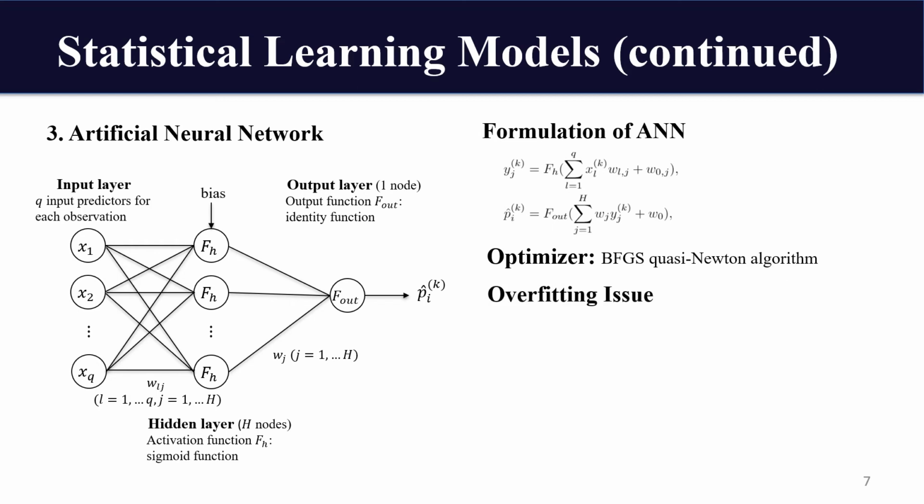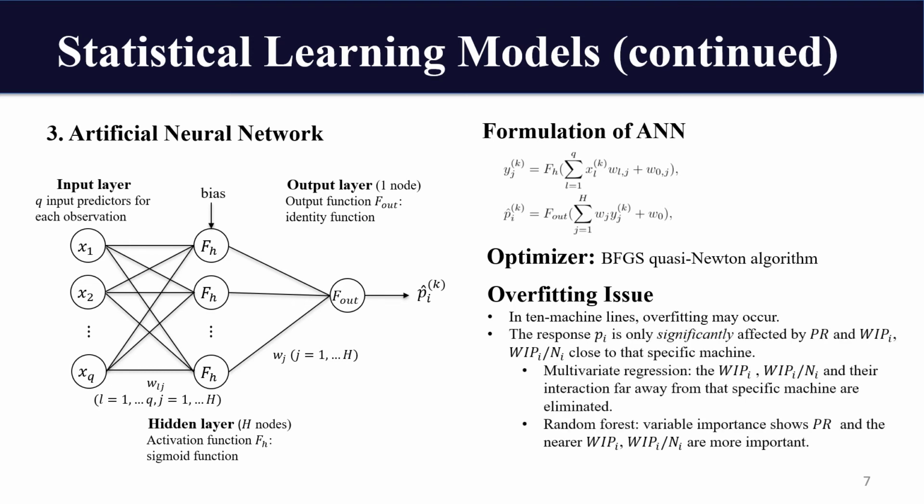Although a neural network usually has good performance, sometimes it has an overfitting issue because there is no standard predictor selection method for it. For instance, overfitting may happen to machine learning models because of those insignificant predictors. In previous sections we saw multivariate regression has a standard variable selection step and random forest has a variable importance measurement. In multivariate regression, those WIP divided n and their interactions far away from that specific machine are eliminated.